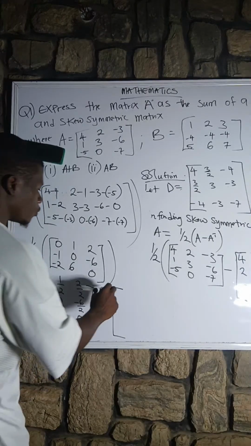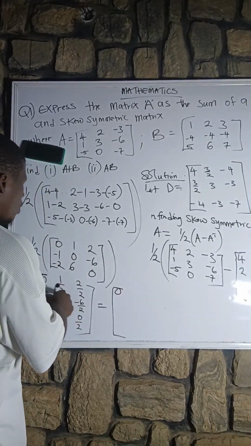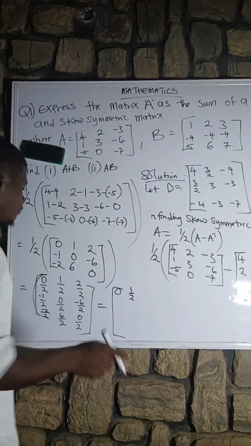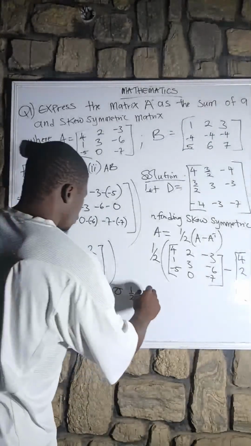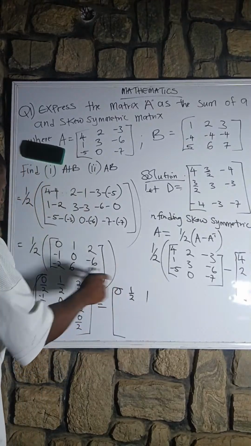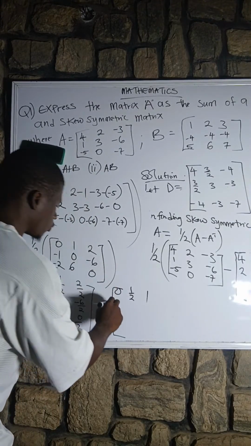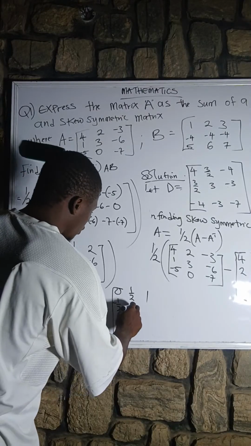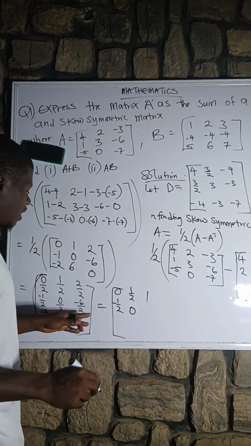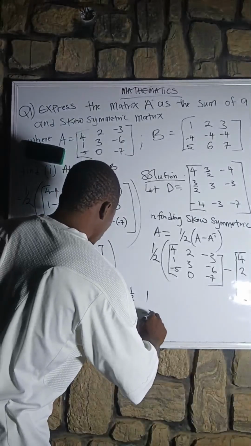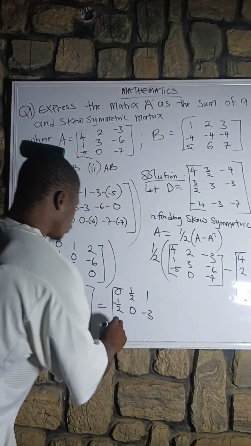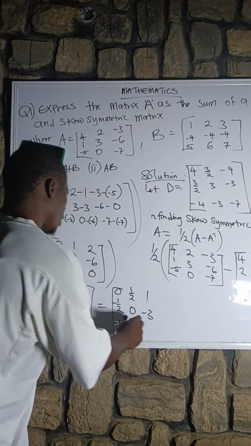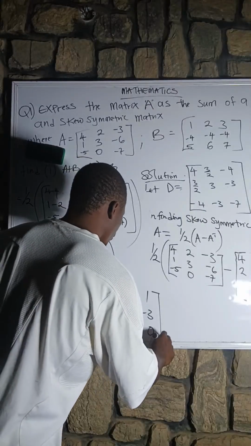0 divided by 2 will still give us 0. 1 divided by 2 will still be 1 over 2, because it cannot give us a whole number. 2 divided by 2 will give us 1, because 2 divided by 2 is 1. Then minus 1 all over 2, we are still going to write it in fractional form. 0 divided by 2 will give us 0, and then minus 6 divided by 2 is going to give us a minus 3. Minus 2 divided by 2 is going to give us a minus 1. And then 6 divided by 2 is going to give us 3. And then 0 divided by 2 is going to give us 0.